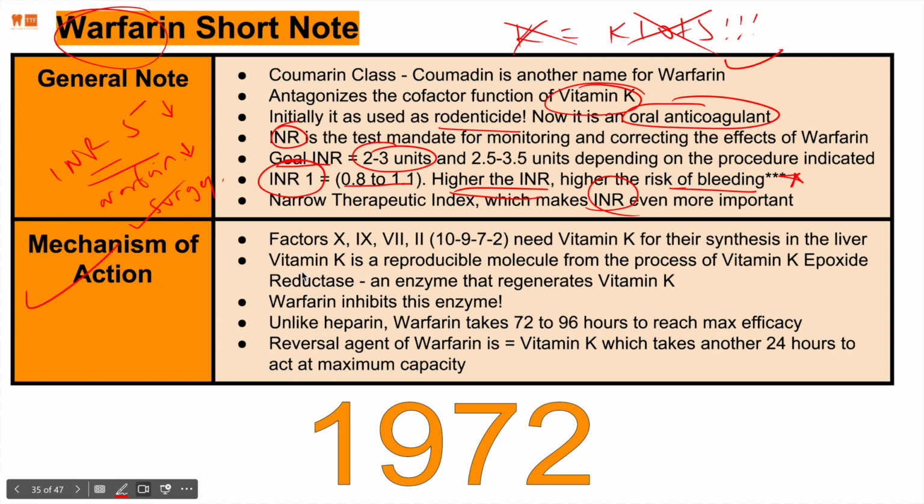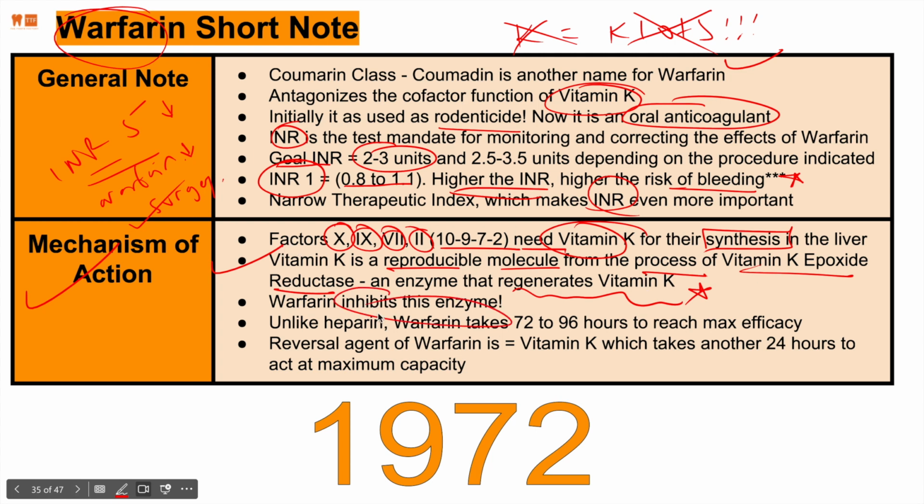Mechanism of action. Factors 10, 9, 7, and 2 need vitamin K to be synthesized. So basically, coagulation factors need vitamin K as food so that they can be synthesized in the liver. Vitamin K is a reusable molecule through the process of vitamin K epoxide reductase. Basically, vitamin K epoxide reductase is an enzyme that regenerates vitamin K.